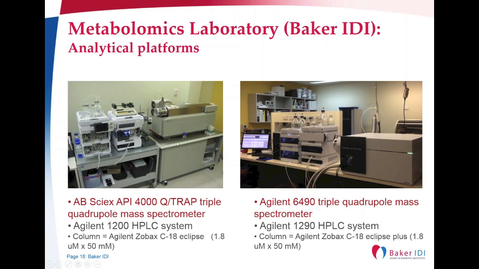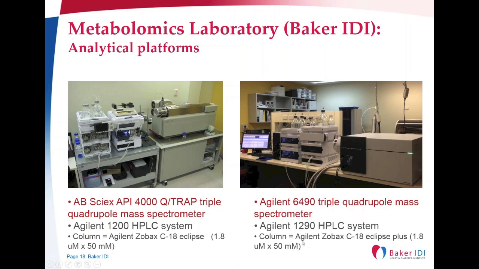Okay, so the platforms that we're using at Baker are an older SciEx 4000 Q-trap we've had for about 8 years, but still working very well for this type of work. And then more recently, we've been working on a 6490, again, both triple quadrupole instruments. And we couple these with LC systems, and we're using fairly short columns initially, at least, C18 columns, 1.8 micron diameter and 50 millimeters in length.